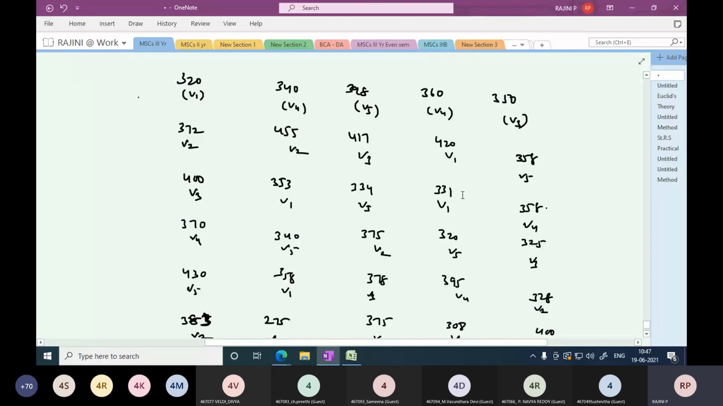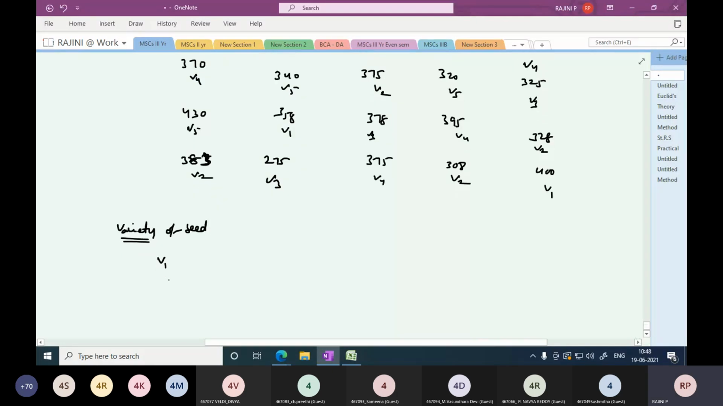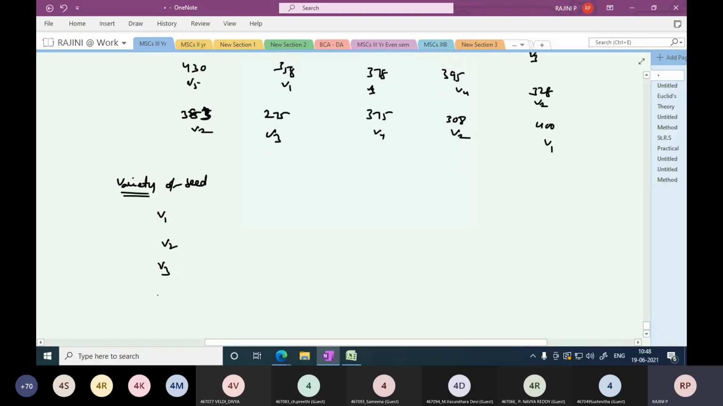Now you need to check whether all the barley seeds are equally effective or not. We need to check all the varieties of the barley seeds. Then what do you need to do? You need to arrange the data. How do you need to arrange the data? Variety of seed. So how many varieties are we having? 5 varieties. So write V1, V2, V3, V4 and V5.